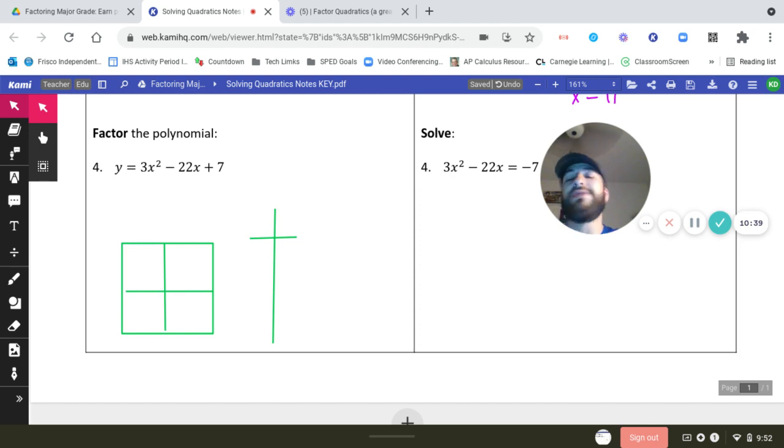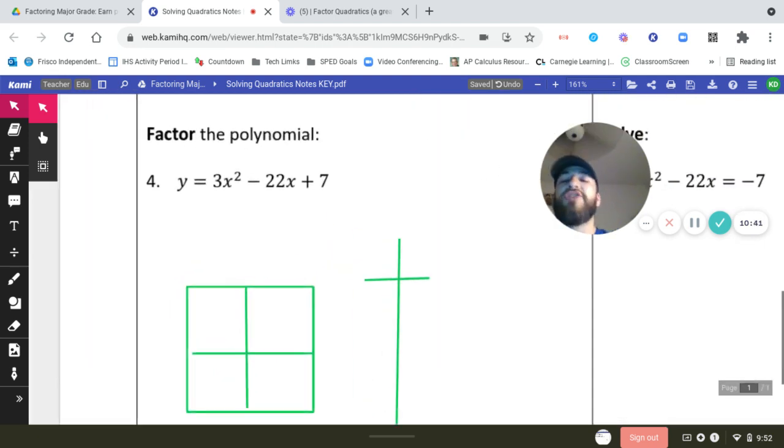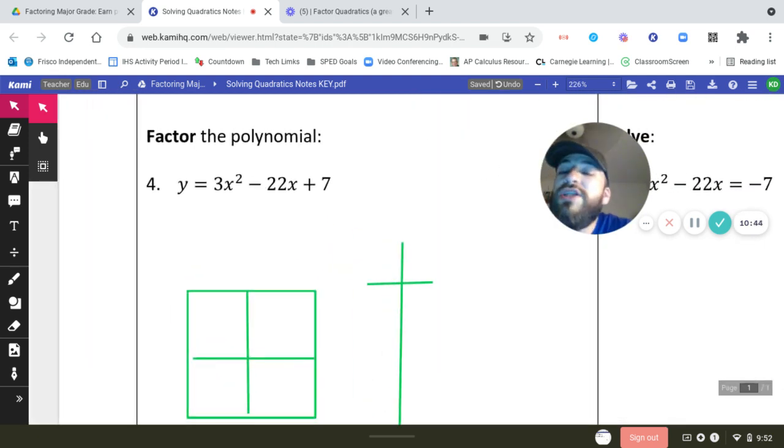But a is greater than 1, so it's going to be a little harder to factor. So let's check. We have 3, 22, and 7. Well, 3 is only divisible by 3. 7 is only divisible by 7. So that's no good. And 22 is divisible by 2 and 11, and of course 22 and 1. So nope, nothing really works together, so we cannot take a GCF out here. So we're just going to move on.